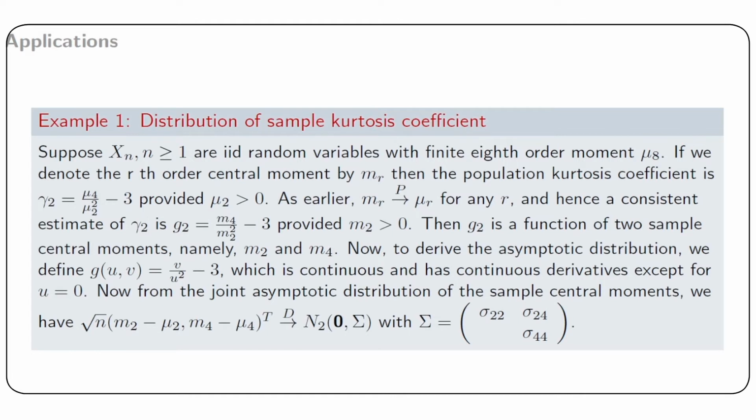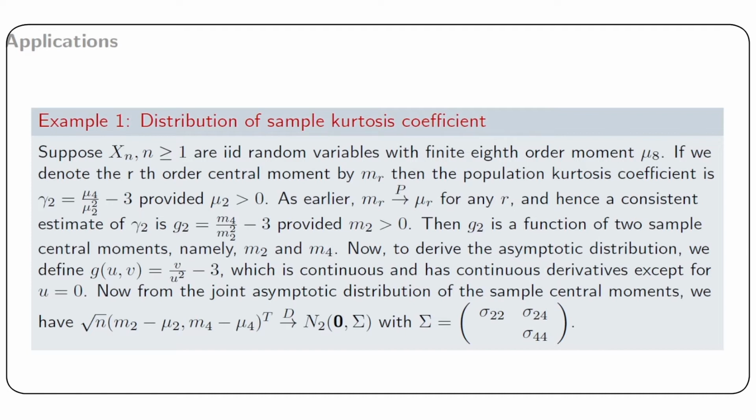As earlier, mr, that is the rth order central moment obtained from the sample, is a consistent estimator of mu r, that is, the rth order population central moment, and hence a consistent estimator of gamma 2 is G2, which is defined as m4 by m2 square minus 3, of course when m2 is positive. Then G2 is a function of two sample central moments, namely m2 and m4.